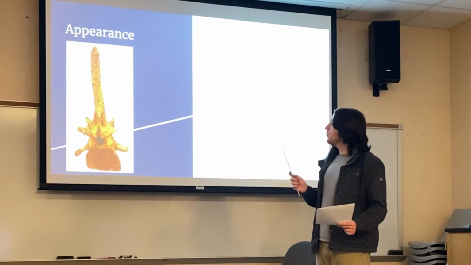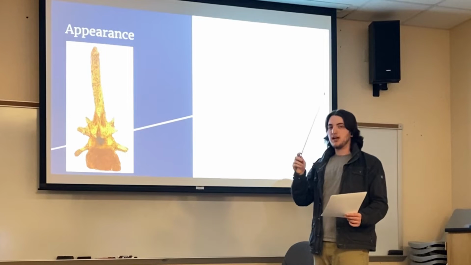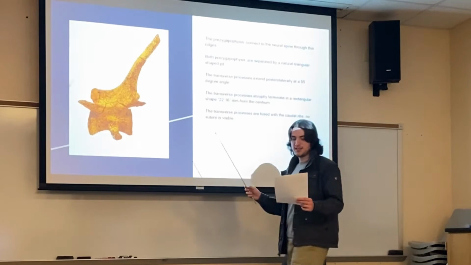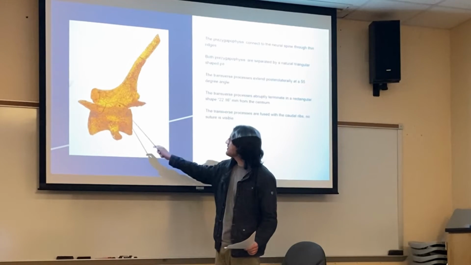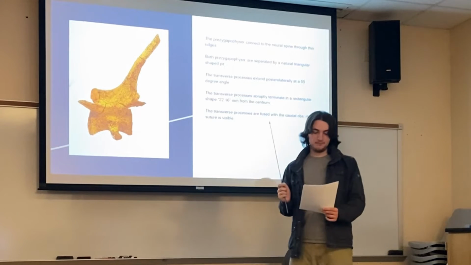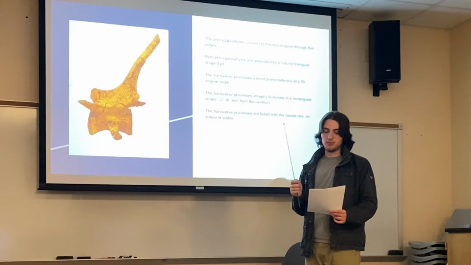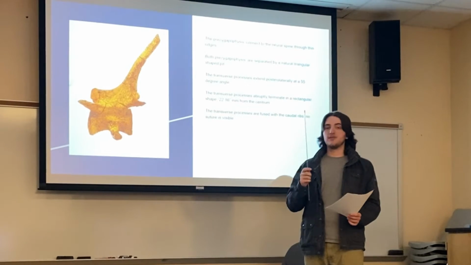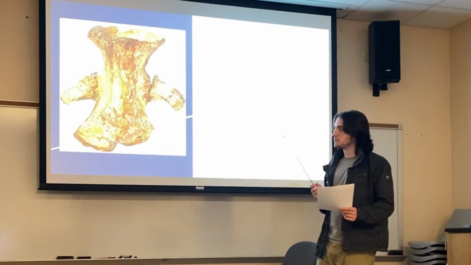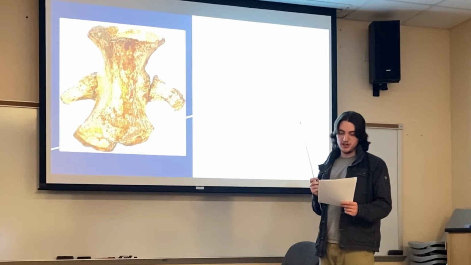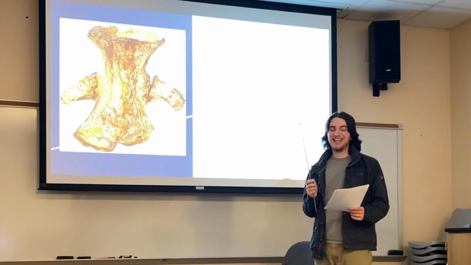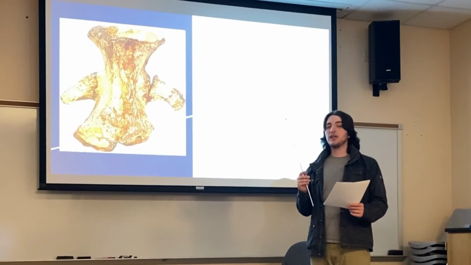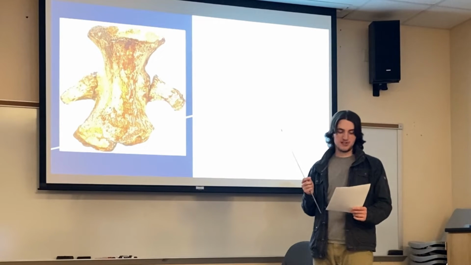And on figure 1 or 2, you can see that the neural spine slopes into a dorsal keel. The pre-zygapophyses connect to the neural spine through thin ridges, as you can see here. Both pre-zygapophyses and post-zygapophyses are separated by a naturally formed triangular-shaped pit, which is visible on figure 5 or 6. The transverse processes extend posterior-laterally at a 55-degree angle, and the transverse processes abruptly terminate 22.16 millimeters away from the centrum itself.